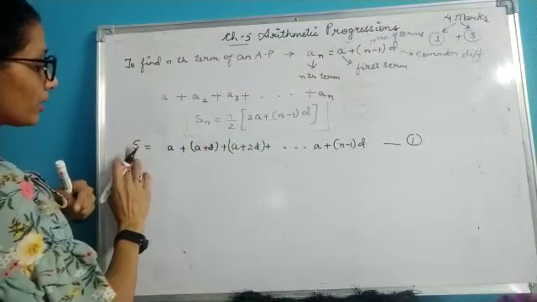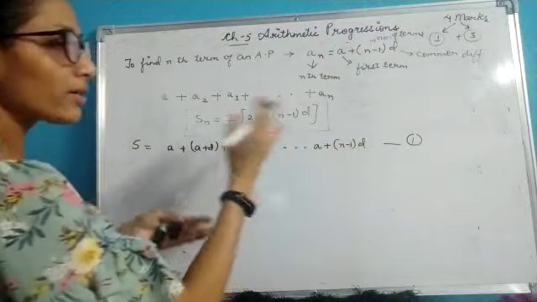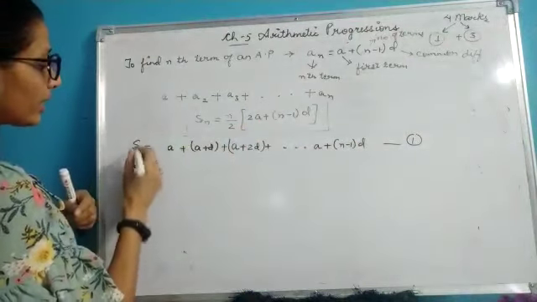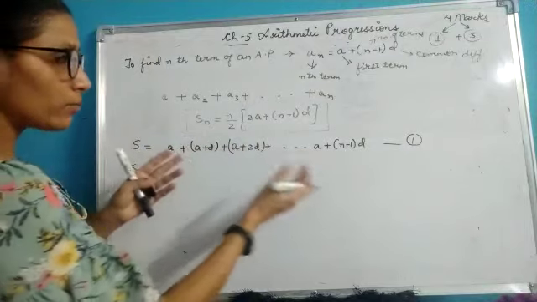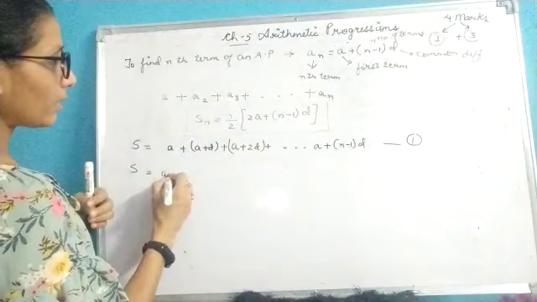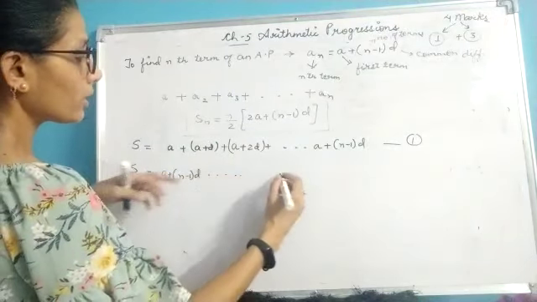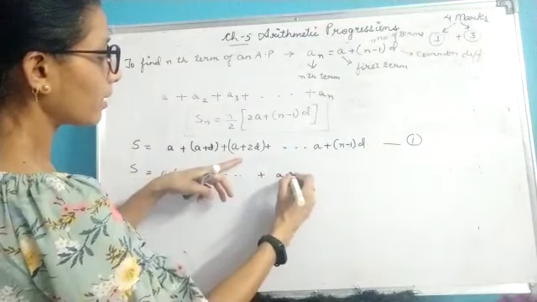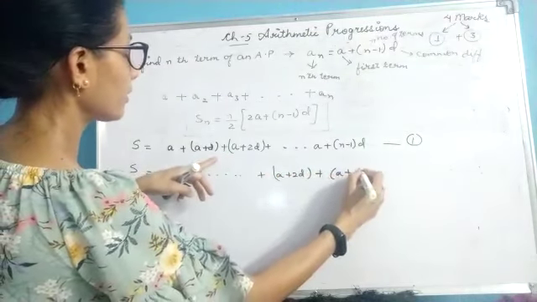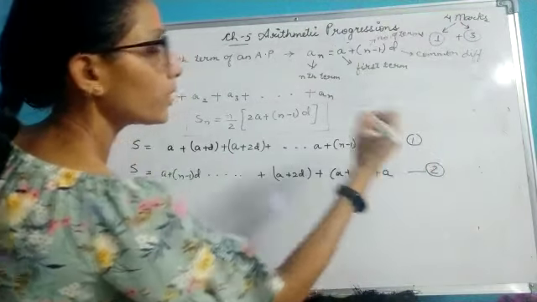So say we denote it by capital S. Now if I reverse this equation, then I can write it as, this will be same. I am just reversing them. I am writing this here, a plus n minus 1 into d, and so on. Again this plus a plus 2d plus a plus d plus a. So this is my equation 2.